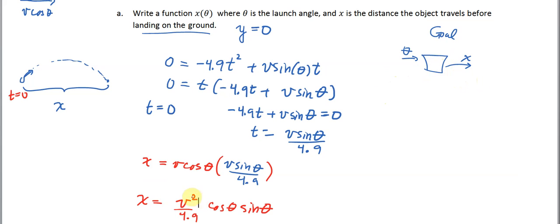Now v is a constant, so in any particular problem we're going to be told what v is equal to. So if we're told what the velocity is, we can exactly figure out what angle is necessary in order to achieve a certain distance. Okay. Now I'm going to take this equation a little bit further though.